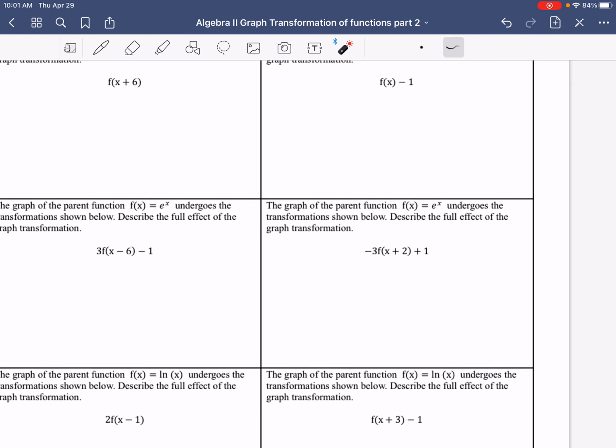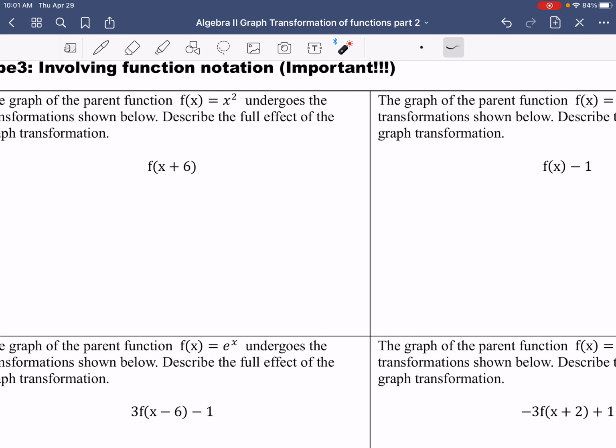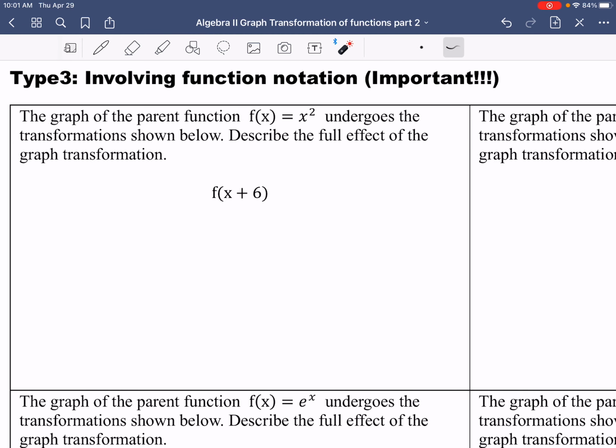Now, type 3. I think this one is the most important one because most likely in your test you're gonna see this. So there are two ways of doing it. Just like this. F of x is x squared, right? Which means if you do f of x plus 6 inside like that, that's the same as x plus 6 squared, right? Instead of x, you're gonna put x plus 6. That's what you do. So how does it move? It moved 6 units to the left.